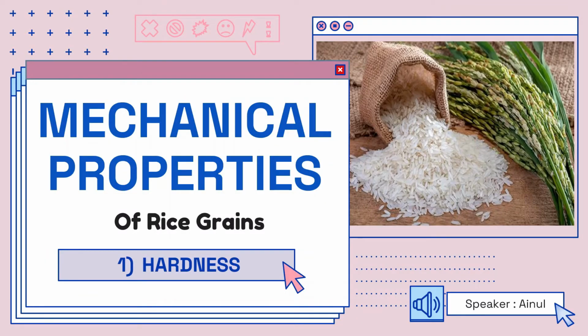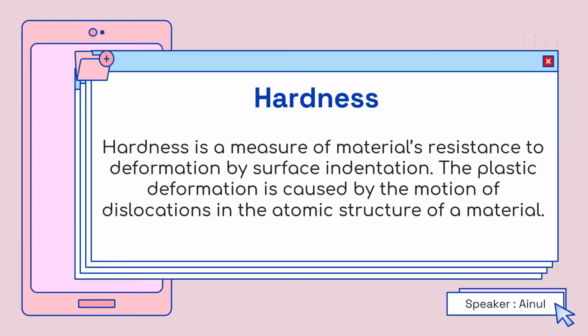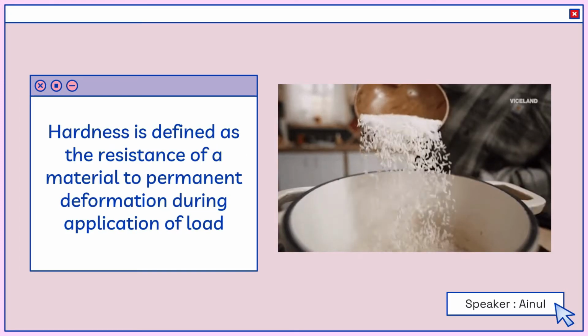The first mechanical property of rice grain is hardness. Hardness is a measure of a material's resistance to deformation by surface indentation. The plastic deformation is caused by the motion of dislocations in the atomic structure of a material. Besides, hardness is also defined as the resistance of a material to permanent deformation during application of load.